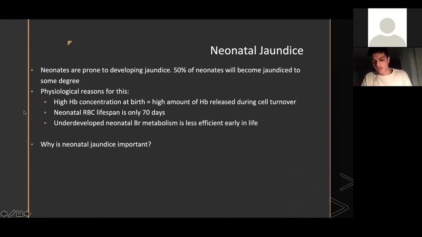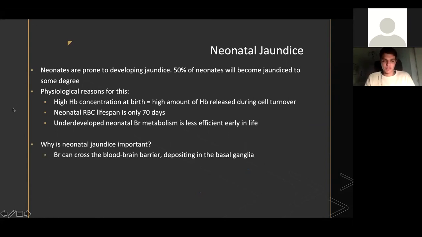Why is it important? So with jaundice, bilirubin goes high. It's okay, your liver's not functioning badly. It's not because you're an alcoholic or you've got hepatitis. Why should we be worried about abnormal jaundice? Well, the bilirubin itself can be very dangerous to the neonatal and developing brain. Bilirubin can cross the blood-brain barrier, and when it does so, it deposits favorably in the basal ganglia.